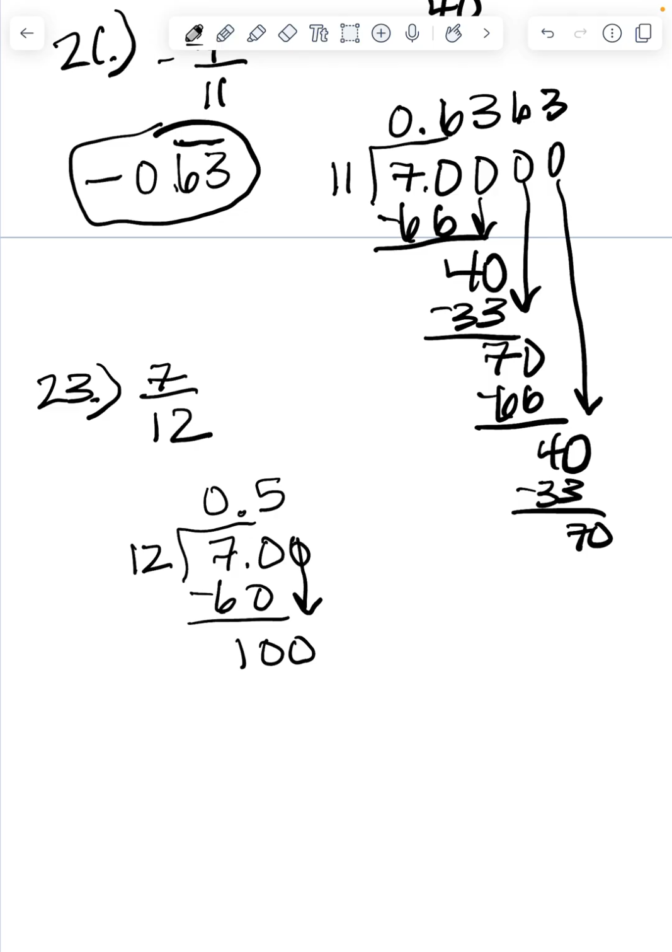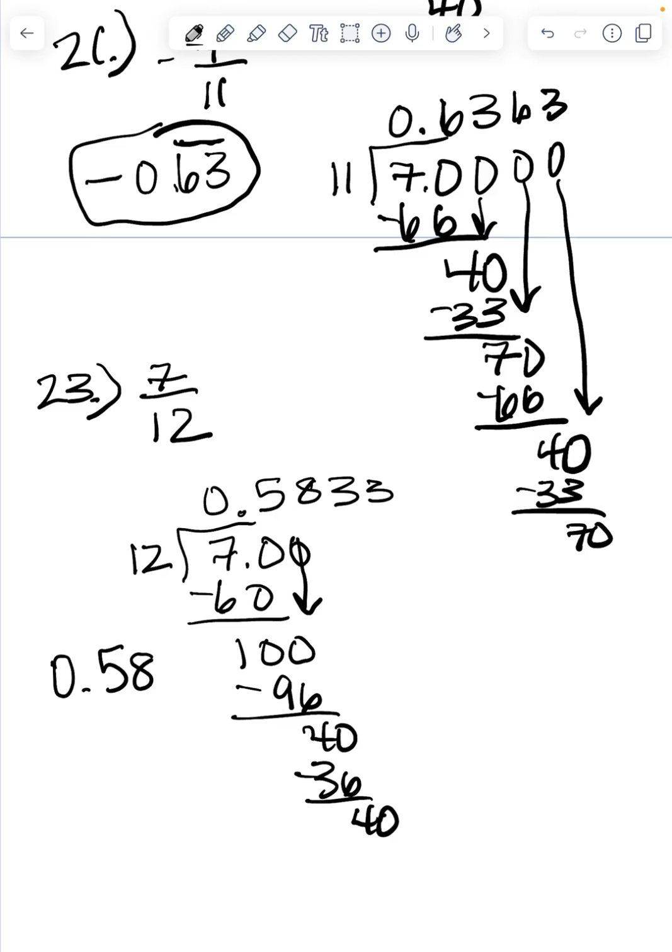And then 12 goes into 108 times. So that's 96. We got a 40. And then it's going to go in 3 times. That's 36. And we're going to add 40. So it'll be another 3. And that's just going to keep happening there. Okay, so the answer is 0.58 with the 3 being repeated.